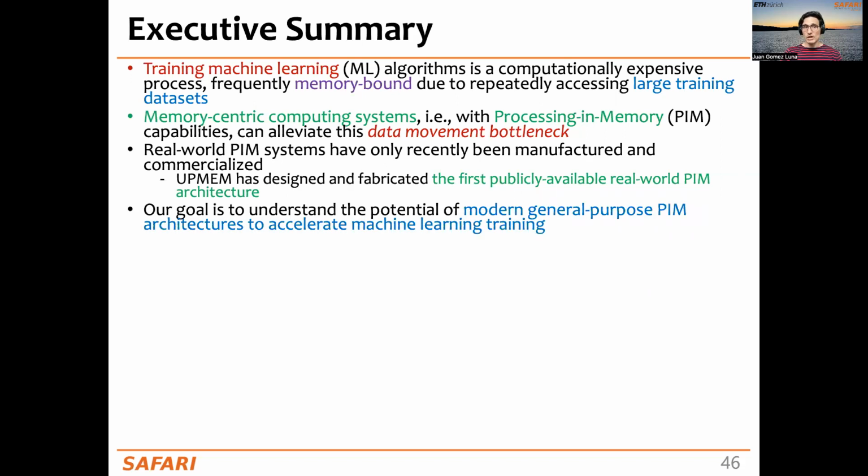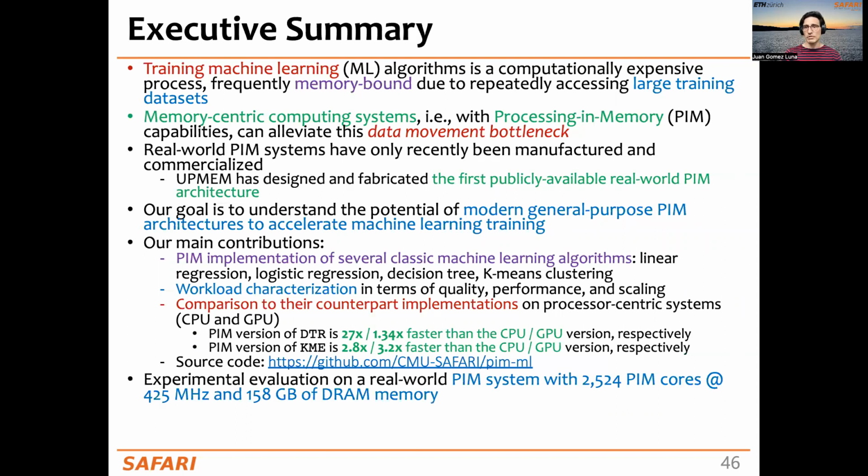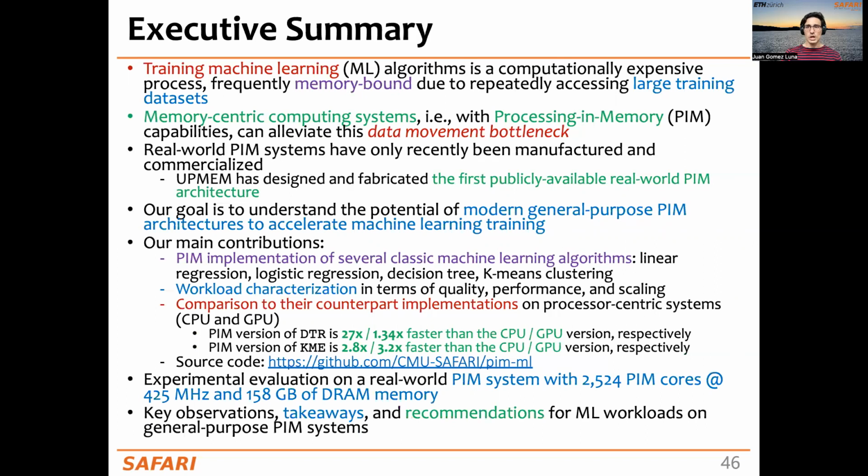That's why in this work we have studied the potential of general-purpose processing-in-memory architectures to accelerate machine learning training. And the contributions of our work are the PIM implementations of linear regression, logistic regression, decision tree, and k-means clustering. And we have characterized these workloads and compared them to their execution on CPU and GPU, and performed an experimental evaluation on a real memory-centric computing system with more than 2,500 PIM cores. Outcomes of our work are key observations, takeaways, and recommendations for ML workloads on general-purpose PIM systems.